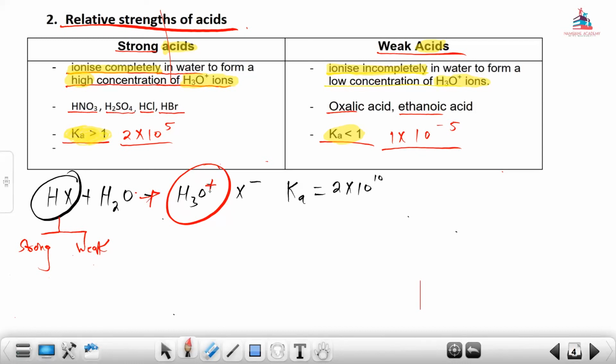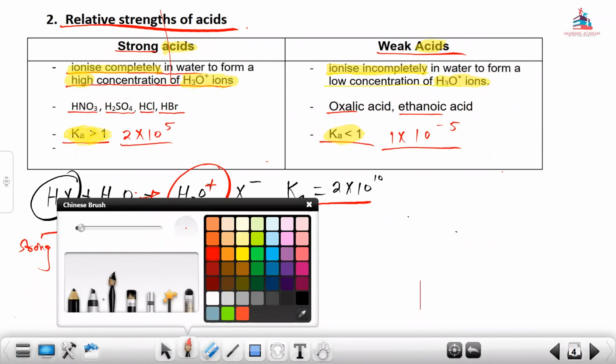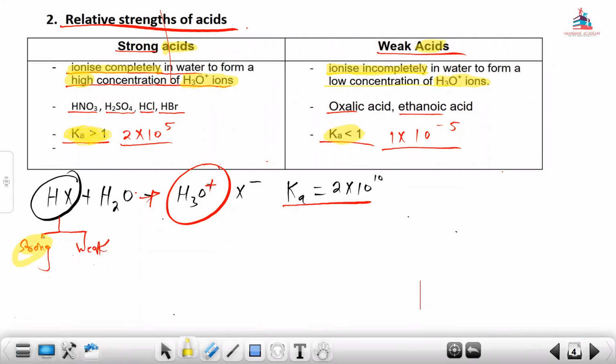But how can we tell now that HX is strong or weak? It becomes easy. We check our Ka value. If the Ka value is greater than 1, then we agree that it must be a very strong acid.